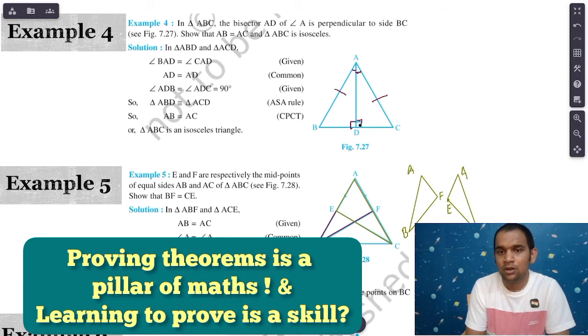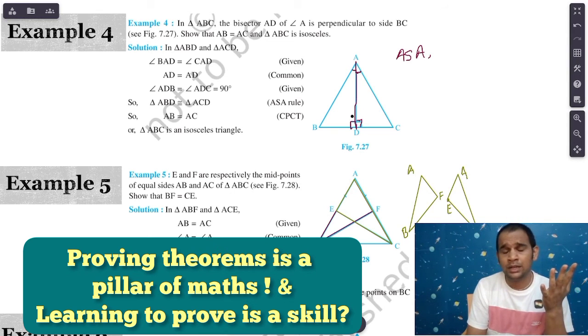This is 90 degrees, already given. AD is common. So by the angle-side-angle criteria we will be able to... now you cannot use AB equals AC, because that is what we have to prove. It's not given. So by SAS criteria, we already have three corresponding parts satisfying one of the criteria which we have read.